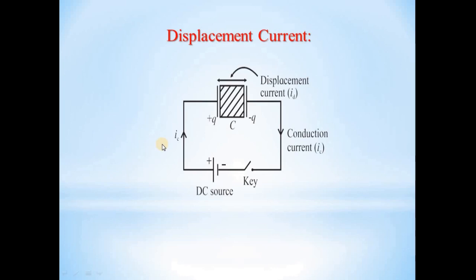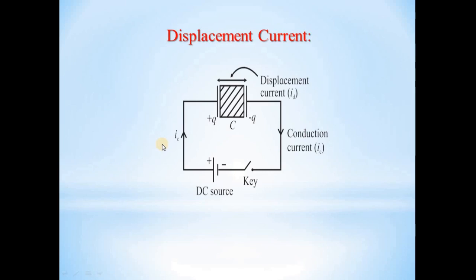That conduction current IC is found to be the same everywhere in the circuit except inside the capacitor. As the current passes through the leads or plates of the capacitor, the electric field between the plates increases, and this in turn causes polarization of the dielectric. This dielectric material is polarized. Means there is a current in the dielectric due to the movement of bound charges.